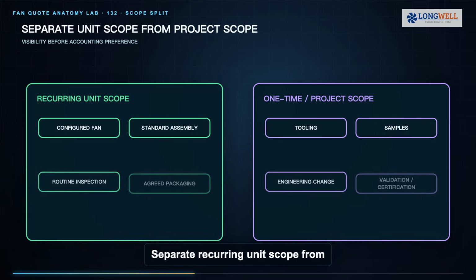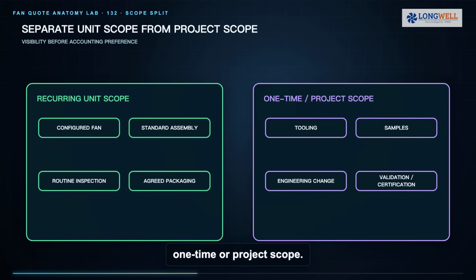Separate recurring unit scope from one-time or project scope. Recurring scope may include the configured fan, standard assembly, routine inspection, agreed packaging, and normal production documentation. Project scope may include tooling, samples, engineering changes, custom fixtures, validation, certification work, special reports, or launch support. These items can be charged separately, amortized, waived under conditions, or handled in another commercial structure. The key is visibility, not a preferred accounting method.